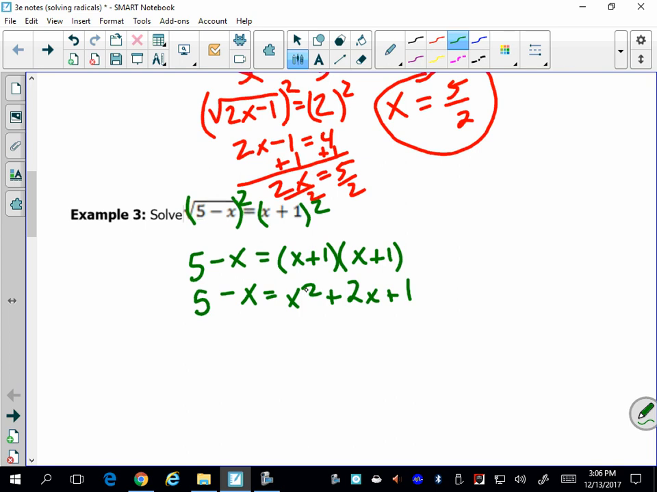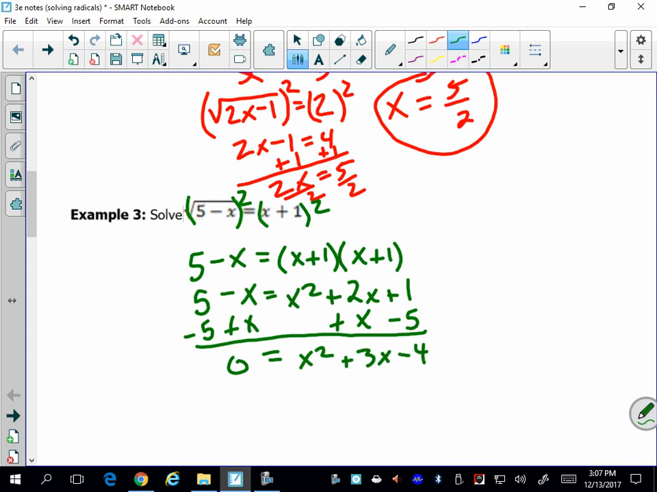So once you have a quadratic, you're going to want to move all of your terms to one side. All your terms to one side, so subtract 5. Let's do that right away too. 0 equals x squared plus 3x minus 4.